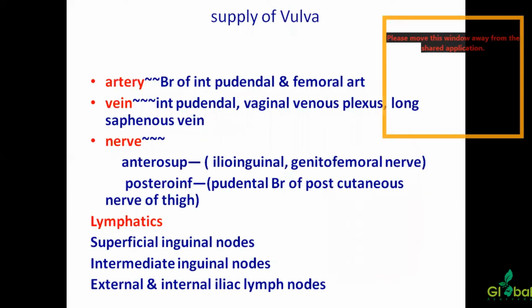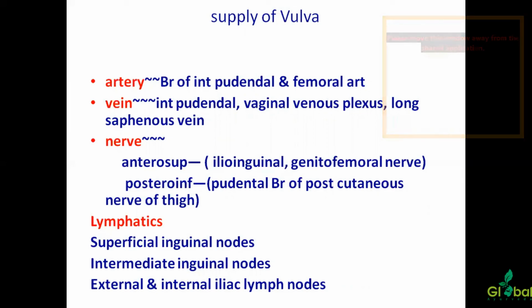Then coming to the supply of the vulva. The arterial supply is mainly by the internal pudendal and femoral artery. The veins are mainly the internal pudendal and vaginal venous plexus. The nerves are the ilioinguinal and genitofemoral nerves, then the pudendal branch of the posterior cutaneous nerve of the thigh. Lymphatics drain to the superficial inguinal nodes, intermediate inguinal nodes, and external and internal iliac lymph nodes.